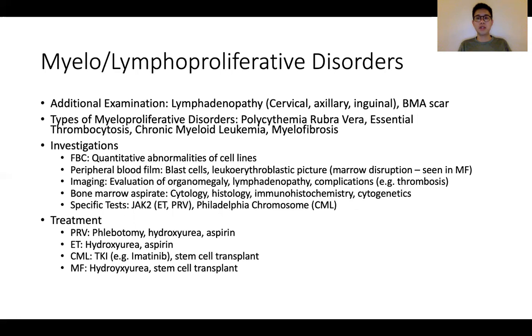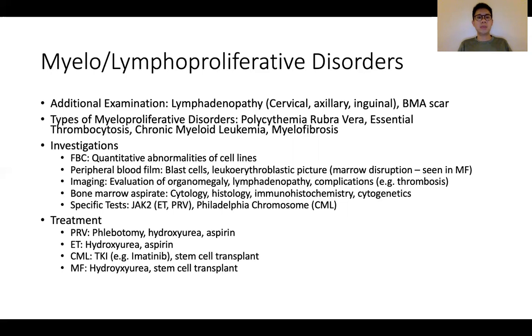So for the hematology group, as mentioned, there are two main groups. The first is your myelo lymphoproliferative disorders, and the second group is the chronic hemolytic anemias. I won't go through too much detail, but in terms of what's clinically relevant, usually these are patients with massive hepatosplenomegaly. You want to hunt for the presence of lymphadenopathy. If present, it may cue you into more likely lymphoproliferative versus myeloproliferative disorders. Look for BMA scars as well.